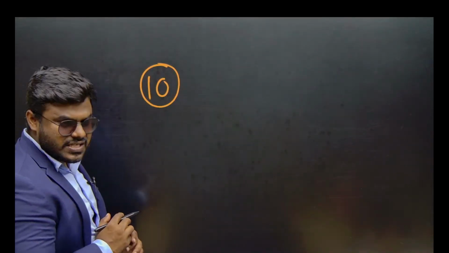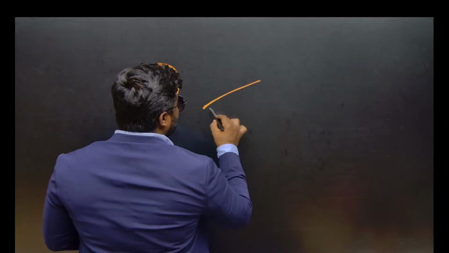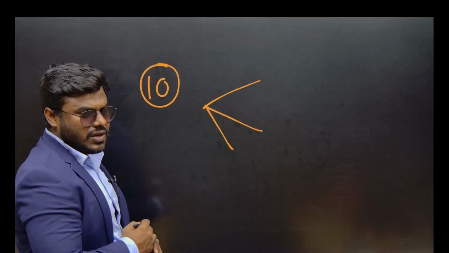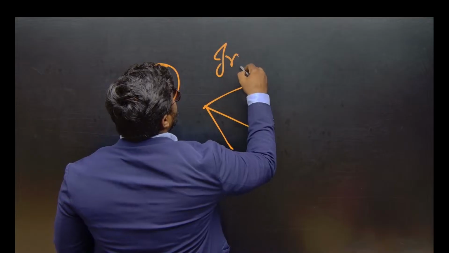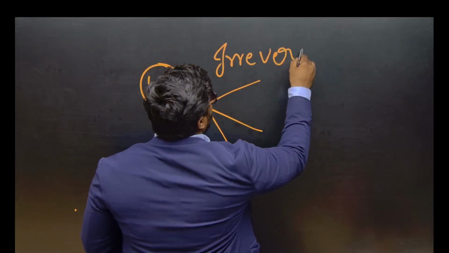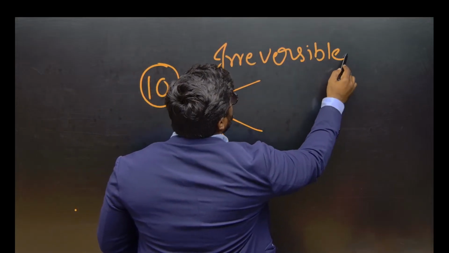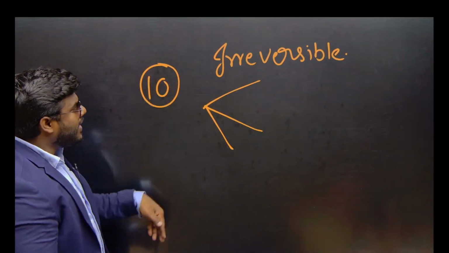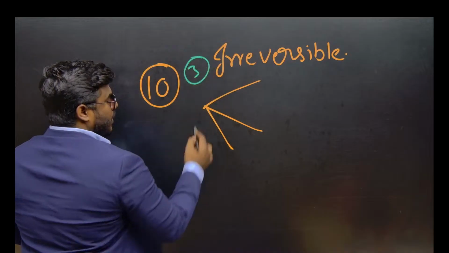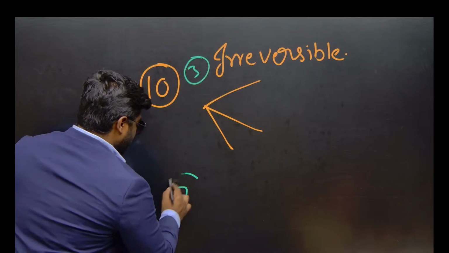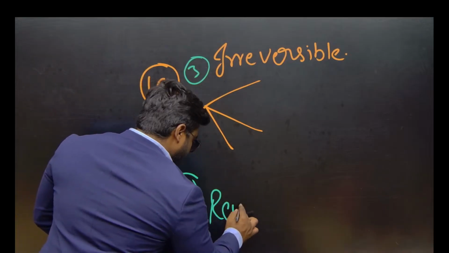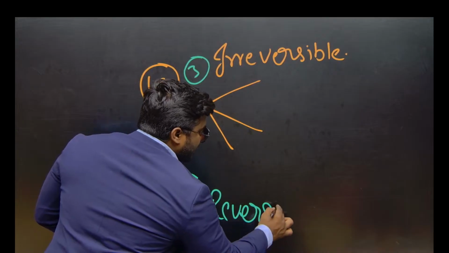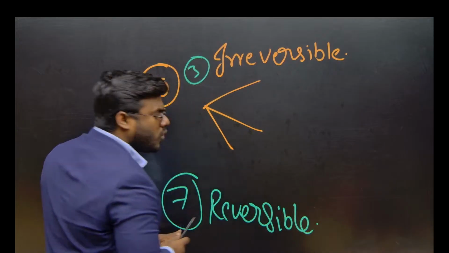Out of 10 enzymes, there are 3 reactions which are irreversible. What do you mean by the word irreversible? You cannot bring it back. And remaining, how many are there? 7, which are called as reversible. See, this is not written in the NCERT. You have to know it so clearly.